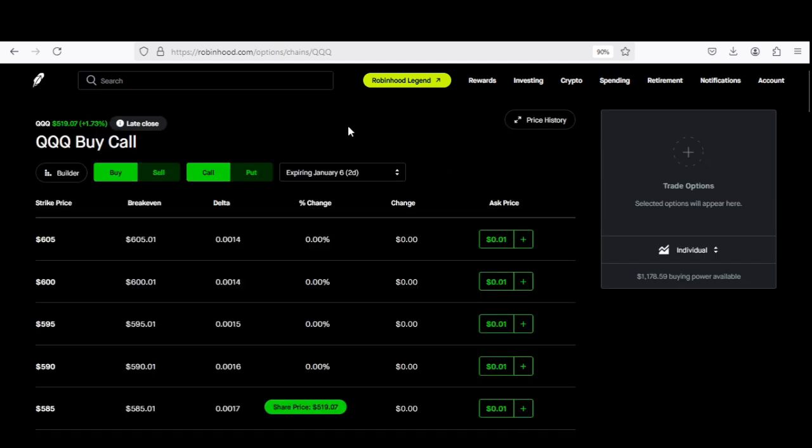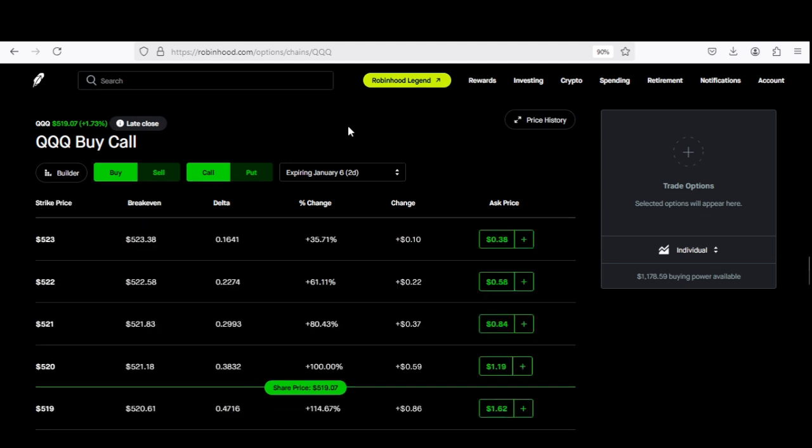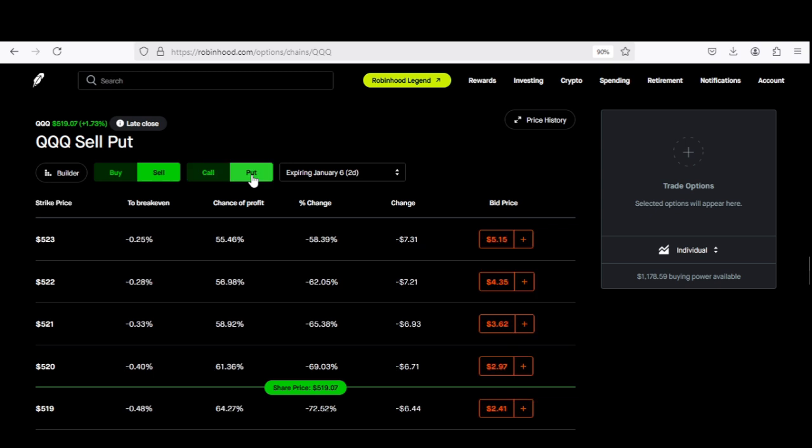Now, I did say this option strategy is going to work if you're trading with a small account. So bear with me. You won't be disappointed. Now, firstly, we're going to go ahead to sell, because on this channel, we focus mainly on selling options in order to get consistent income. So by selling, we're always going to be receiving a premium. So now we're going to go ahead to put.